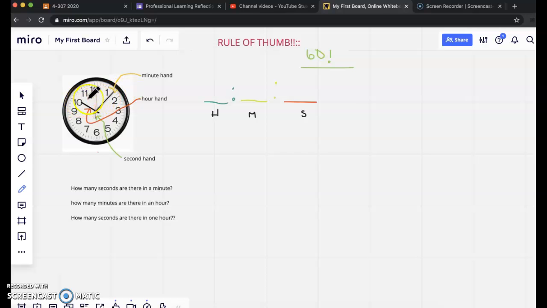It only touches the 10. This one goes way past the 1. So the short hand is the hours. And the skinny little red hand is a special hand. That one is just the seconds. Usually we don't use seconds to tell time, but it does help us time ourselves. That's how I would time you when we were in the classroom.